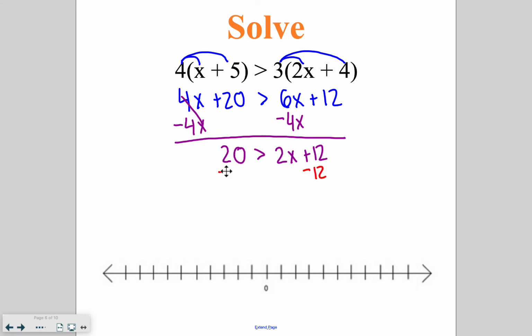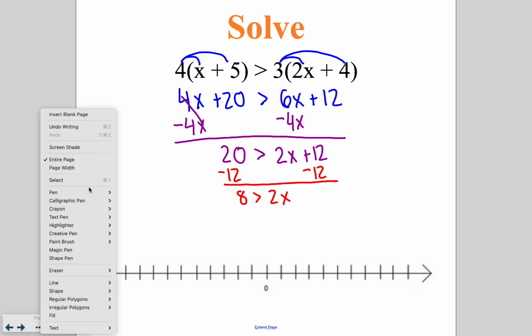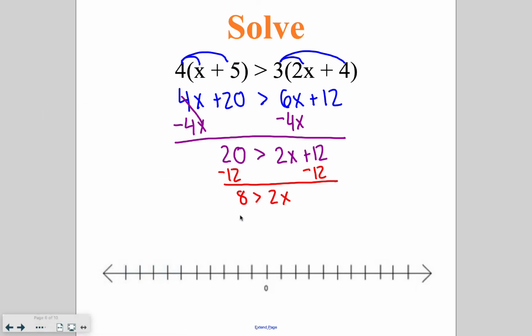I'm going to eliminate adding by subtracting, and I get 20 minus 12, so 8 is greater than 2x. And I'm going to finish by dividing by 2 on both sides of the inequality. So I end up with 4 is greater than x. So I go over to 1, 2, 3, and 4, and I put my open dot.